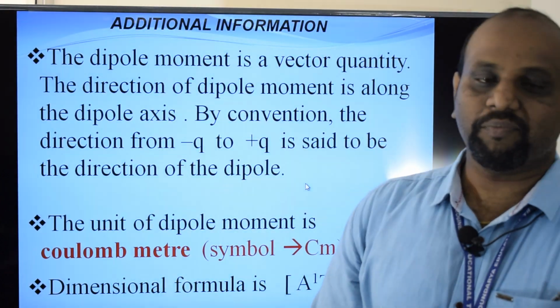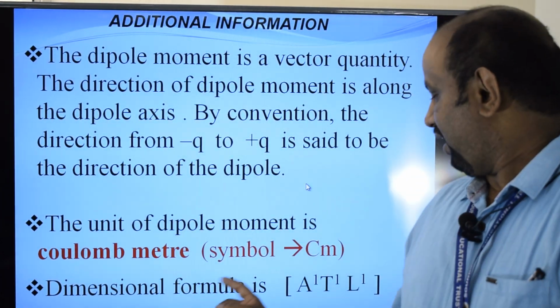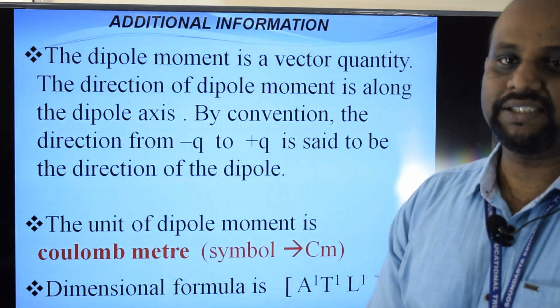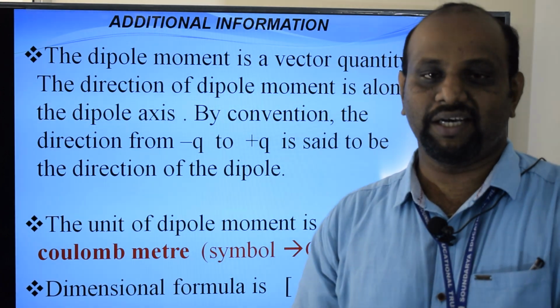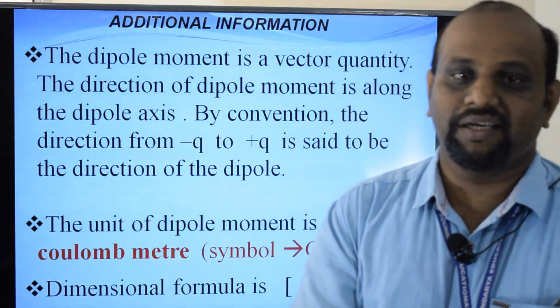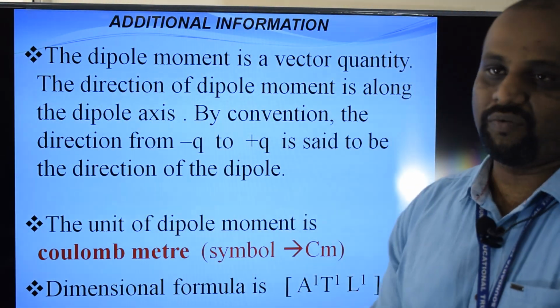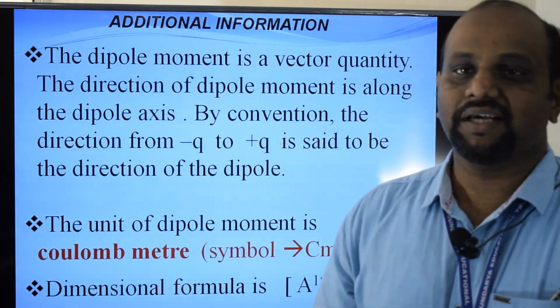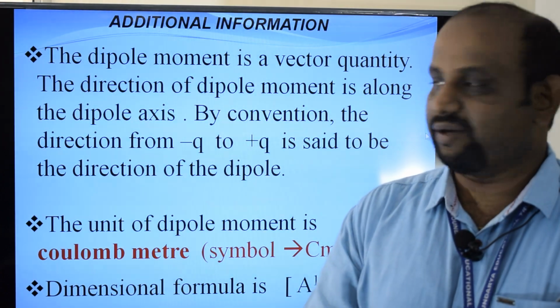The dimensional formula for electric dipole moment is A power 1, T power 1 and L power 1. A power 1 and T power 1 is the dimensional formula for charge, and the dimensional formula for distance is L power 1. Altogether, A power 1, T power 1, L power 1 is the dimensional formula for electric dipole moment.